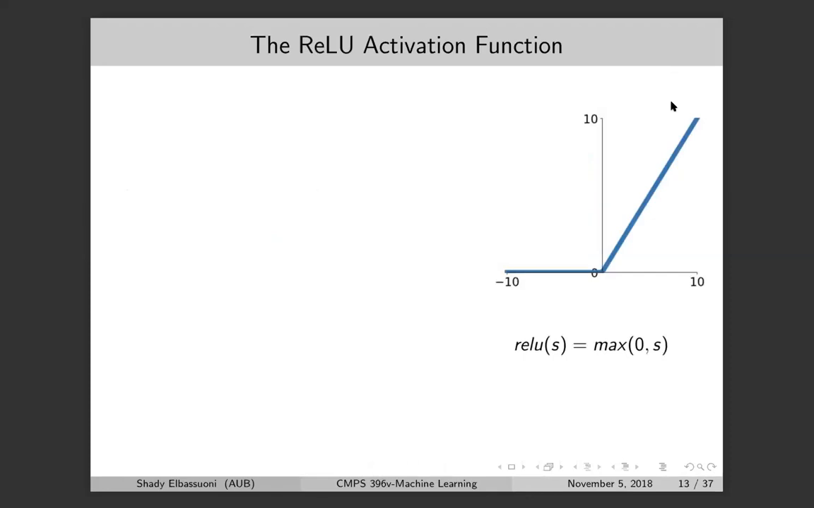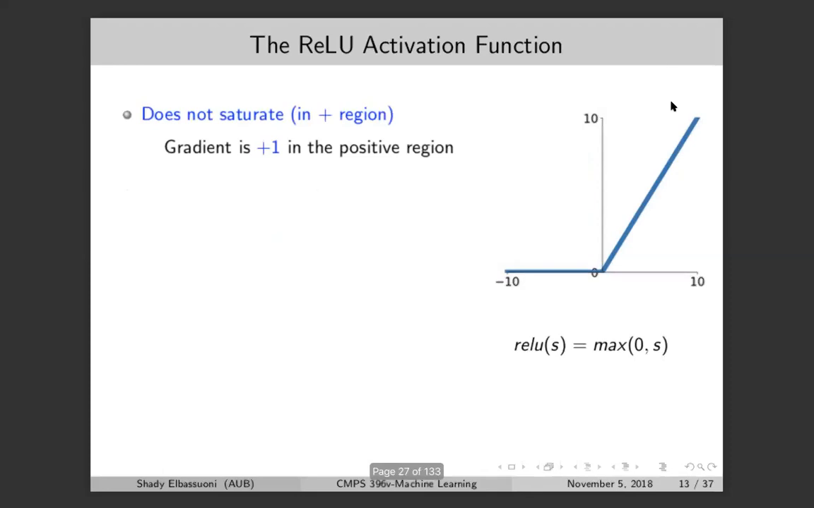Okay, now the ReLU function is very cool. It doesn't saturate, at least in the positive region. If you look at the positive region, if I take the derivative, it's basically +1. The gradient is +1 in the positive region, so it never gets saturated. It's never 0. So I don't get the issue with the weights not being updated.